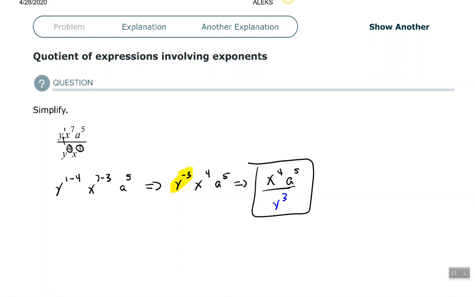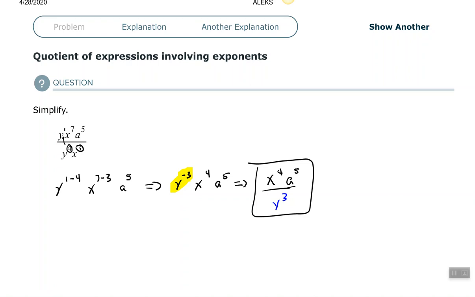Again, what we did, we used the quotient rule. We said y to the 1st over y to the 4th, y to the 1 minus 4, and then x to the 7th over x to the 3rd, x to the 7 minus 3, and then keeping the a to the 5th. 1 minus 4 is negative 3, so we had y to the negative 3rd, which we then moved to our denominator to make that exponent positive.